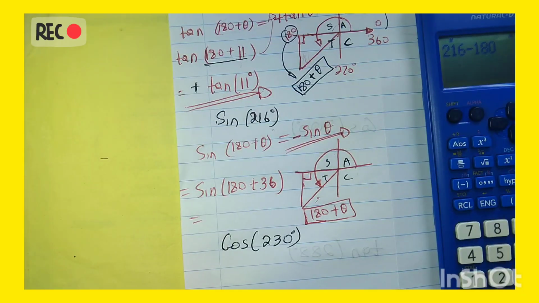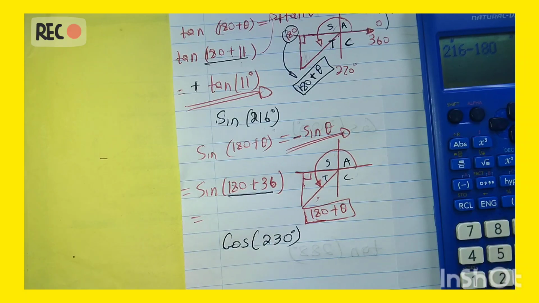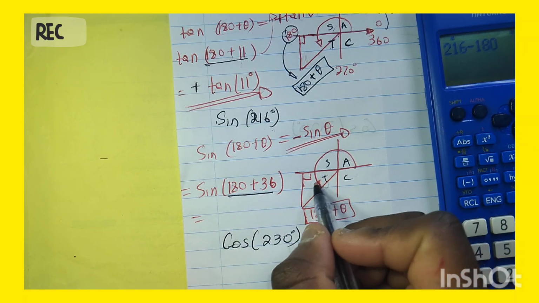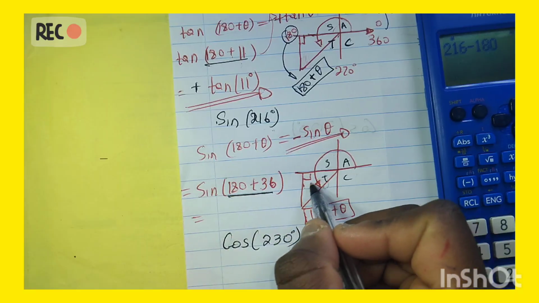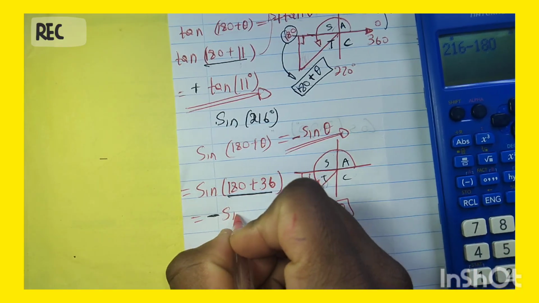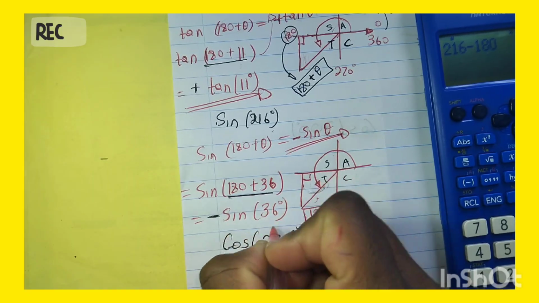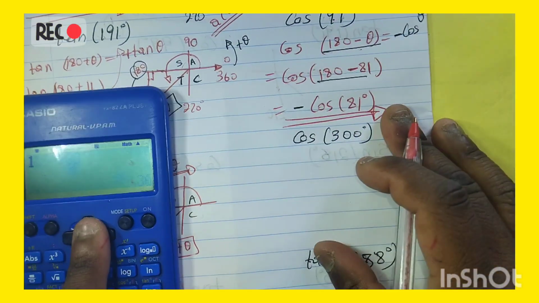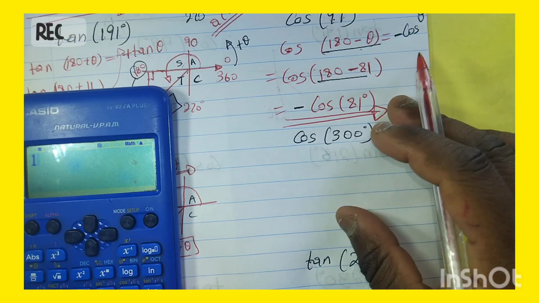So now I can reduce this. This is a position on the third quadrant, and sine there is negative. Negative sine, then reduce the angle, just like this.